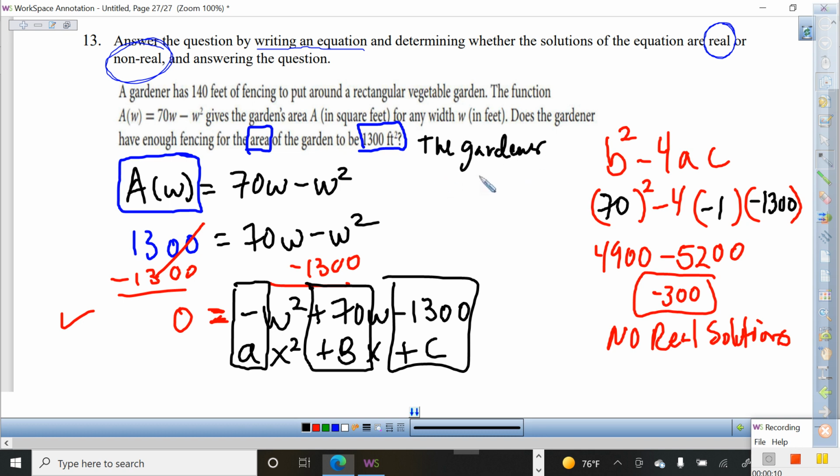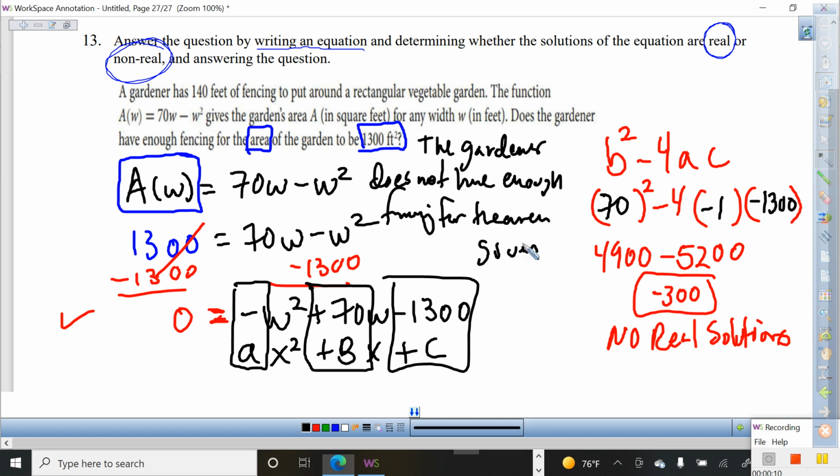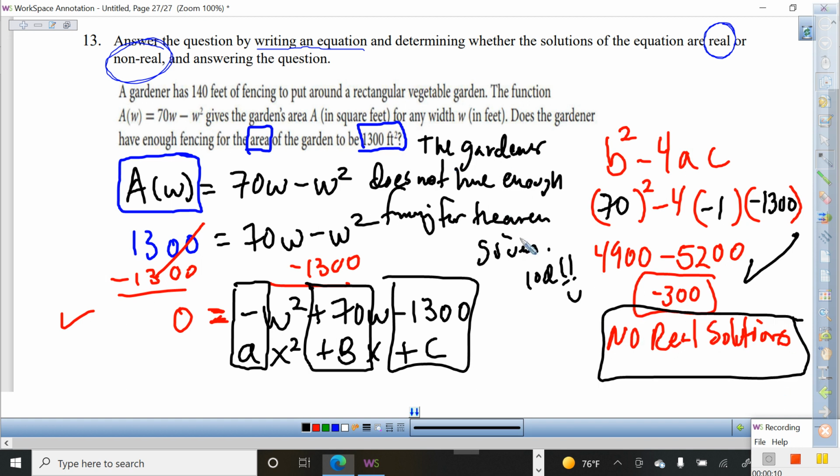Yeah, I heard the gardener does not have enough fencing for the area given, 1,300. And of course, once you show me this part, look up, and you write this, that lets me know that you understand why you wrote that answer. However, what if it was a positive number? What would your answer be right here?